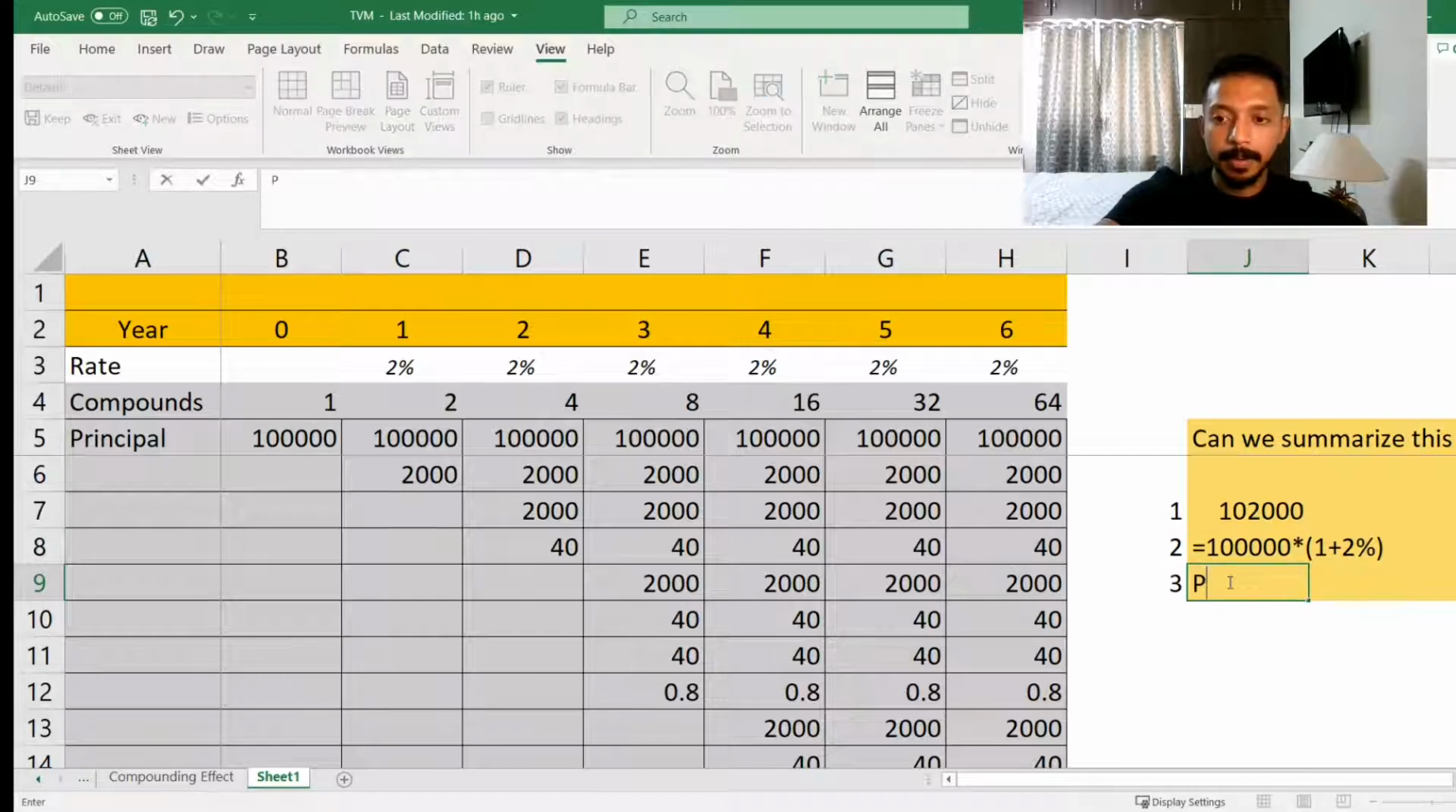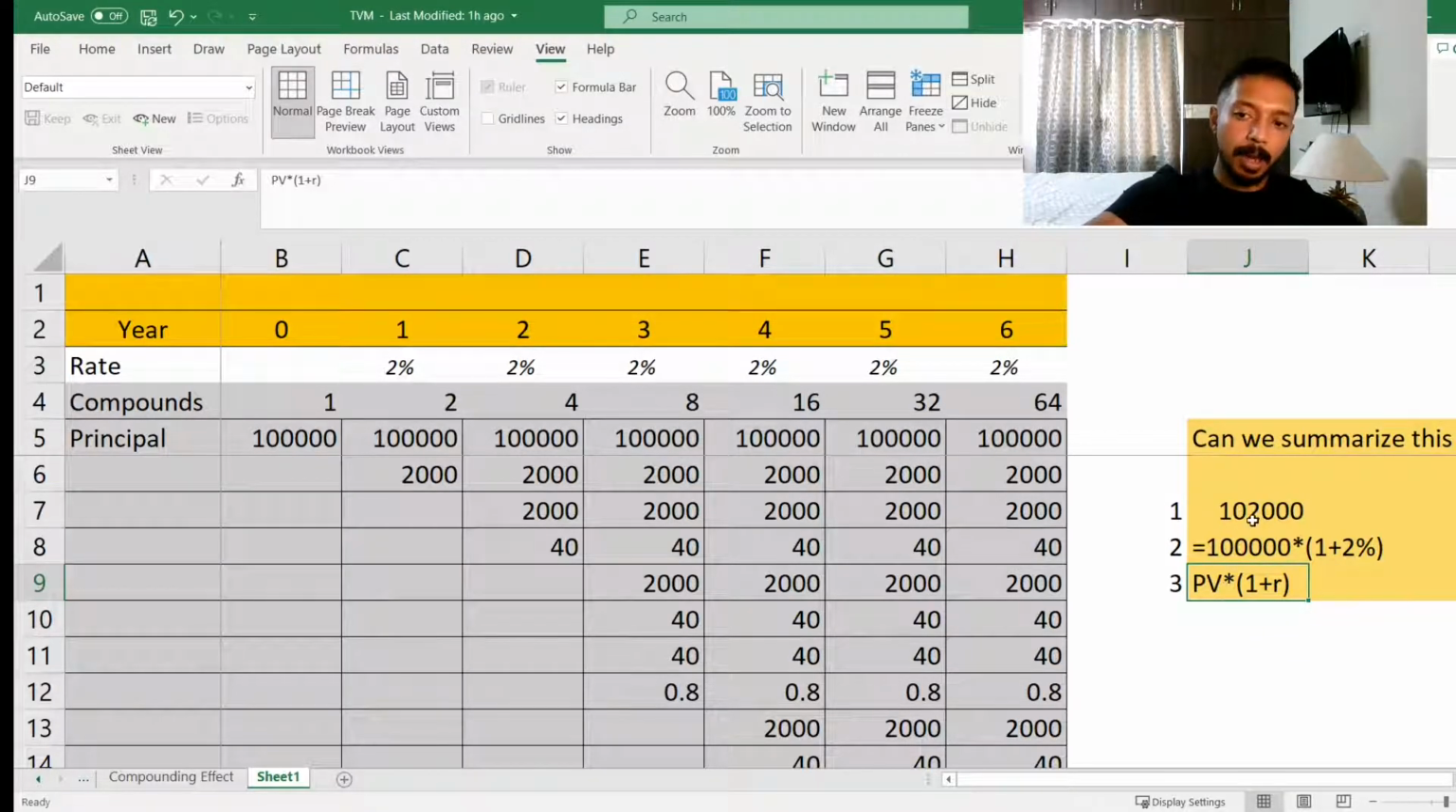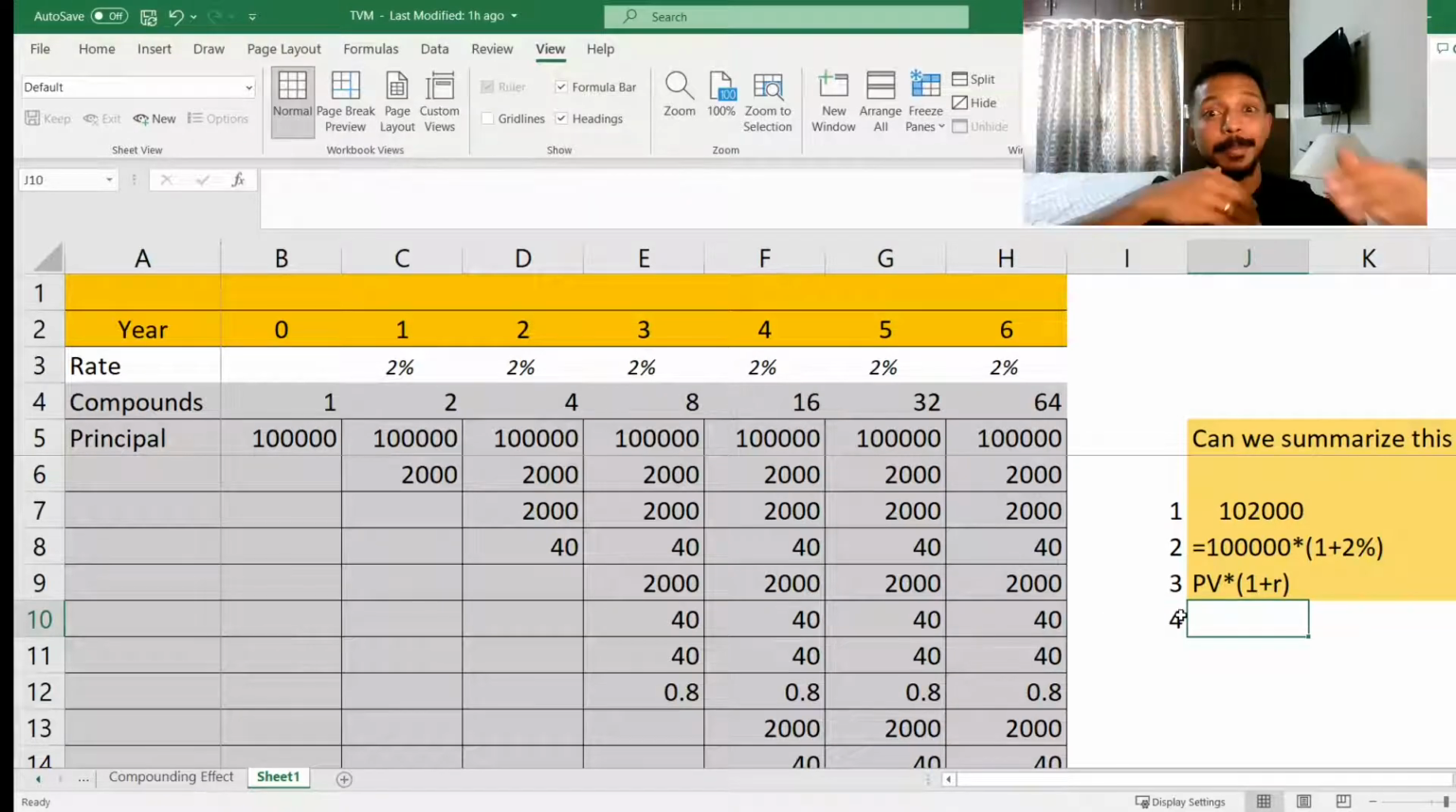Okay, so for 1 lakh, I will replace it with present value, right? Because it's present, year 0 is always present, right? And put a multiplication sign that doesn't need any more simplification. 1 remains the same, plus what is that 2%? 2% can also be named as R, right? Which is the rate of compounding, right? So we just simplified what happened between year 0 and year 1, right? Whatever happened between year 0 and 1 is basically PV into 1 plus R.